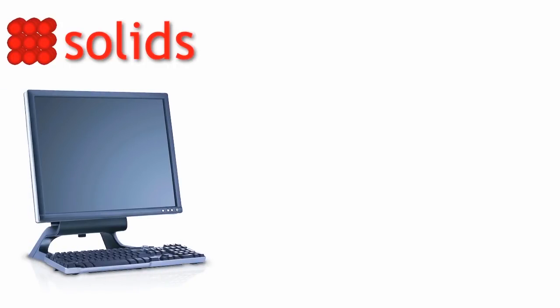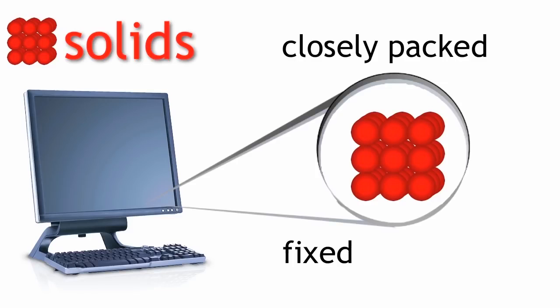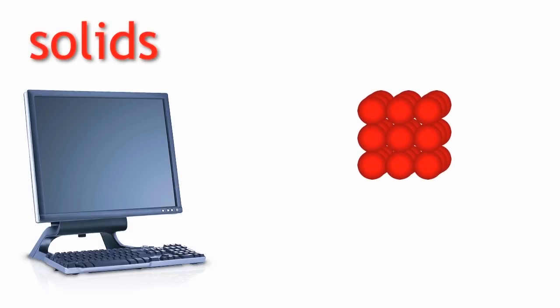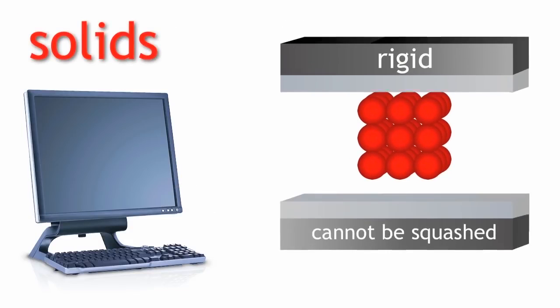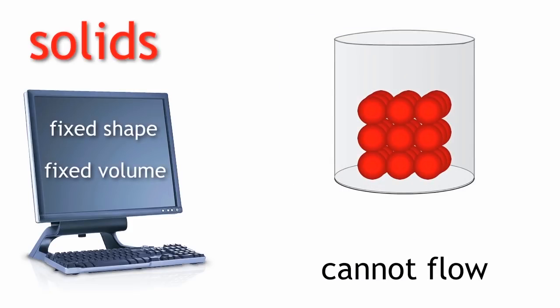An example of a solid is your computer. The properties of solids depend on how the particles in solids are packed. In a solid, the particles are closely packed in fixed positions and cannot move anywhere. So, solids are rigid, cannot be squashed or compressed, have a fixed shape and a fixed volume. They cannot flow.